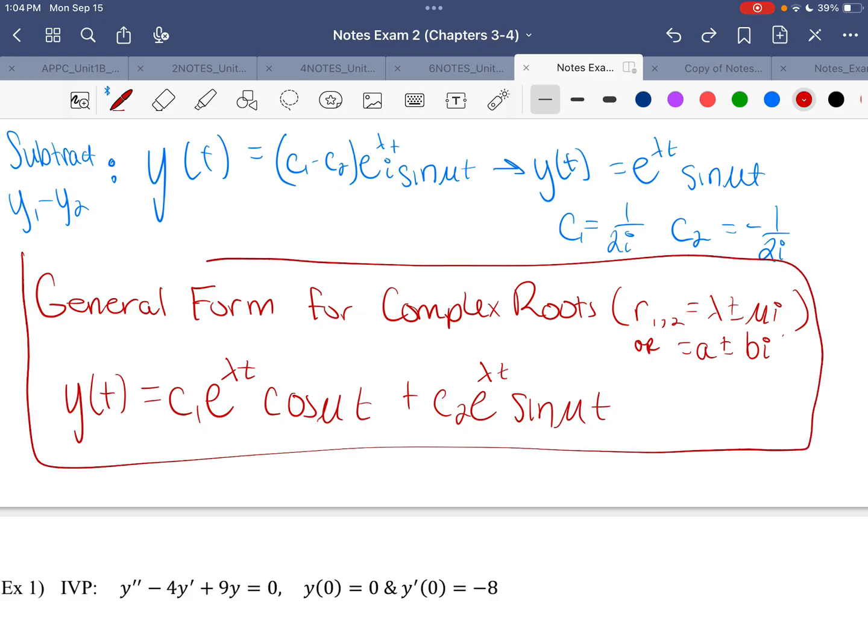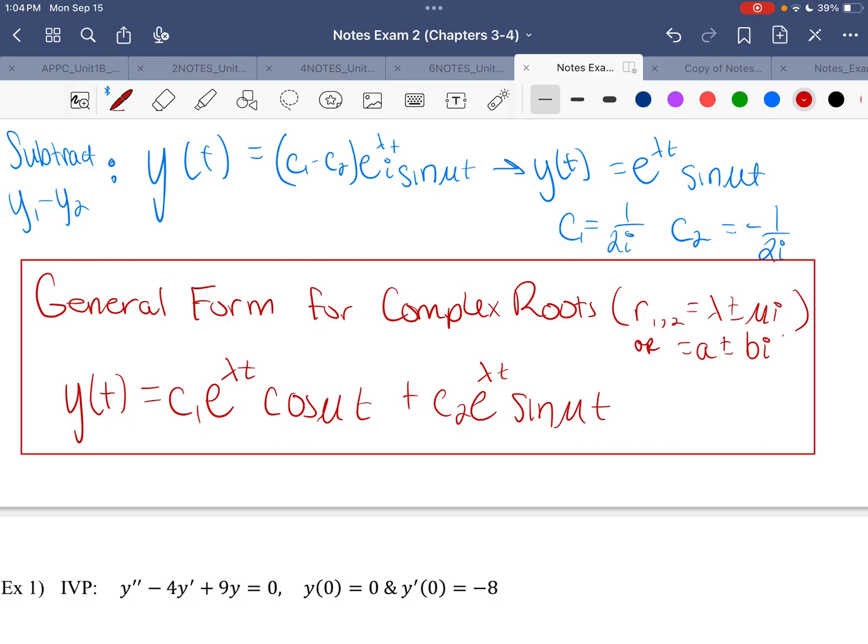So the e should have the real number with it, and the trig function should have the same argument, and it should be whatever the complex number is. So this one goes with the real number, and this goes with the complex.